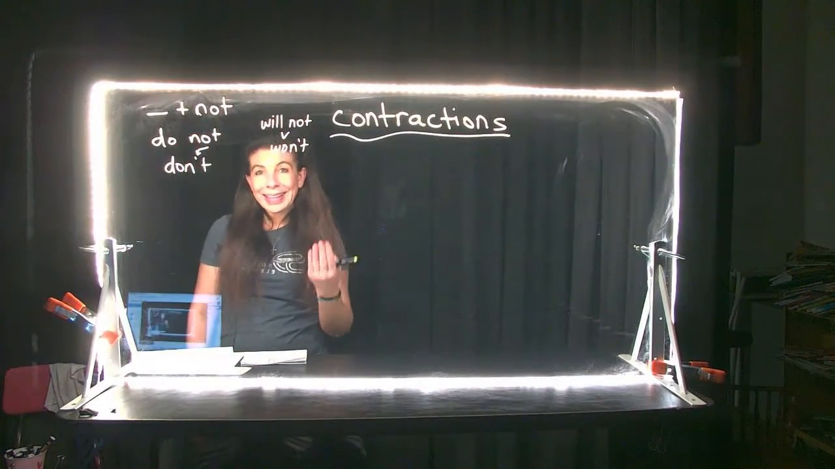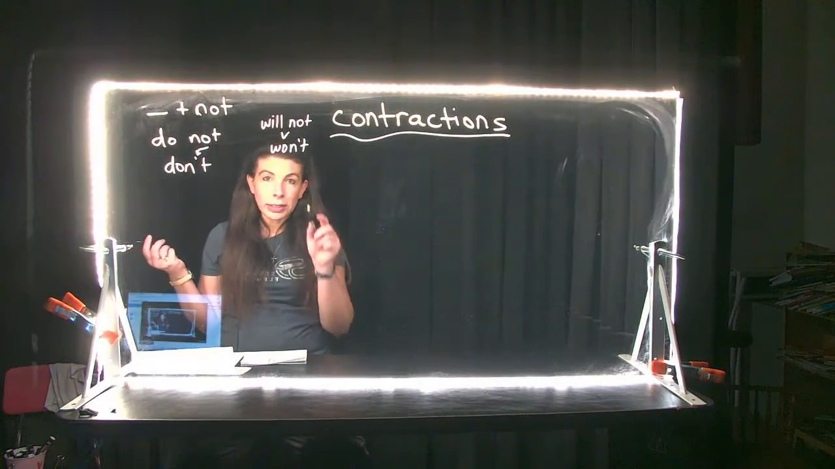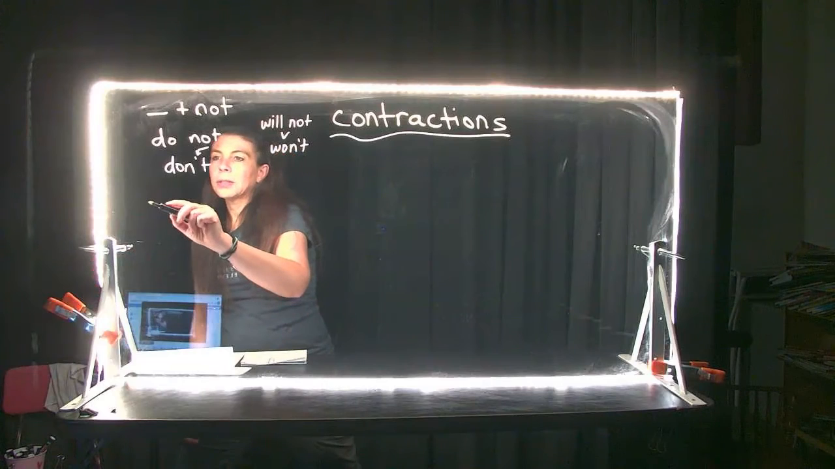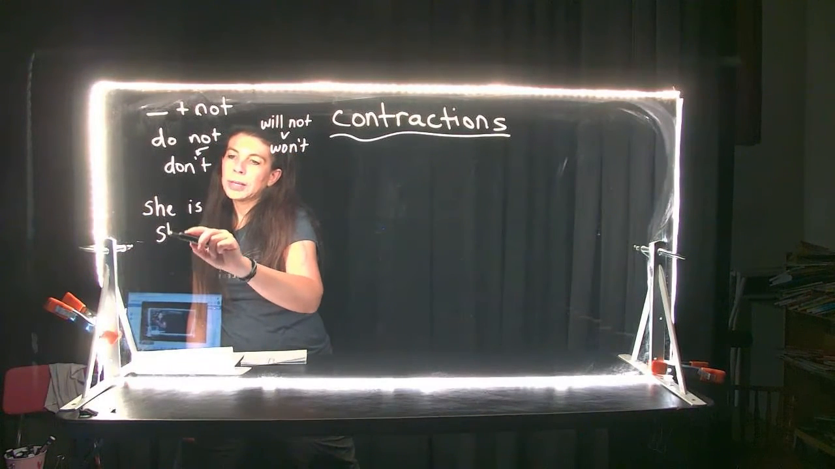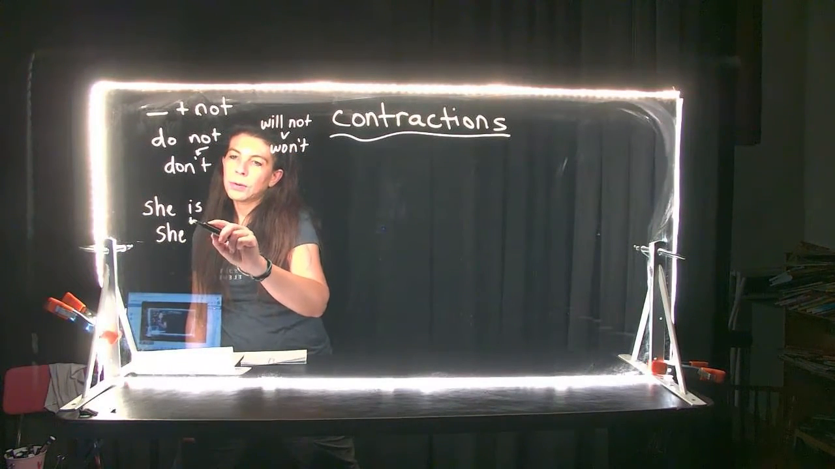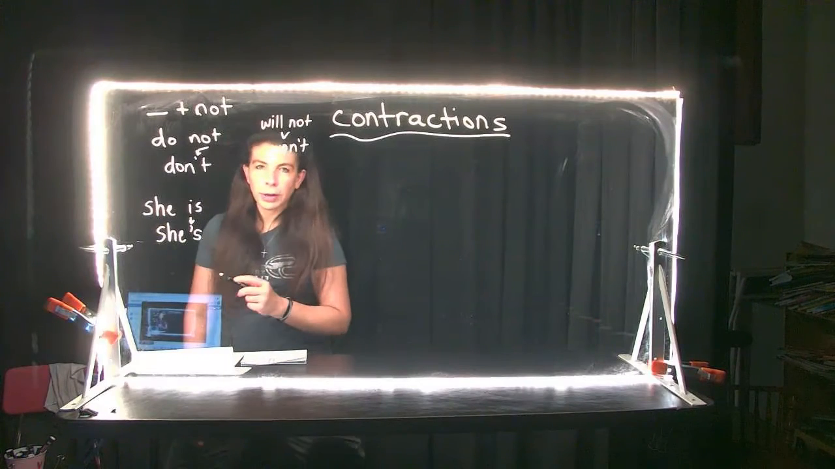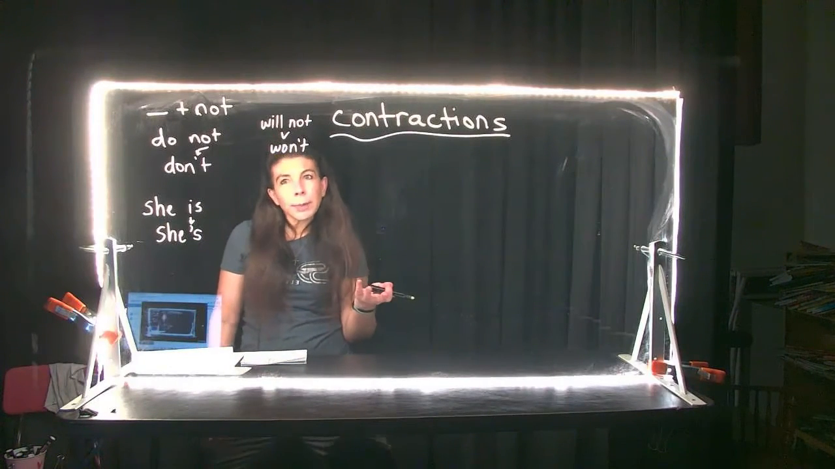If you're adding is, it's really easy. You drop the I and add an S. So if you want to say she is, you say she's. That I becomes the apostrophe and then you have S. So we're going to learn a couple more today.